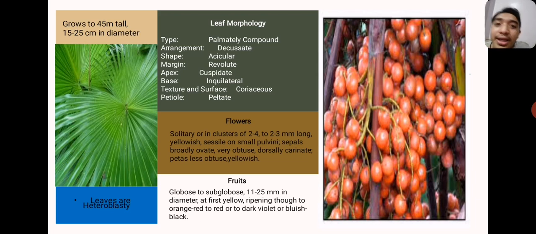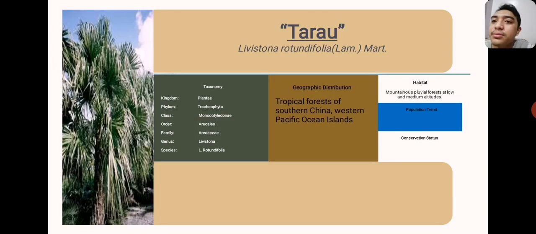Leaves are heteroblastic. The next species is taro, Livistona rotundifolia. Taxonomy: Plantae, phylum Tracheophyta, class Monocotyledonae, order Arecales, family Arecaceae, genus Livistona, species L. rotundifolia.